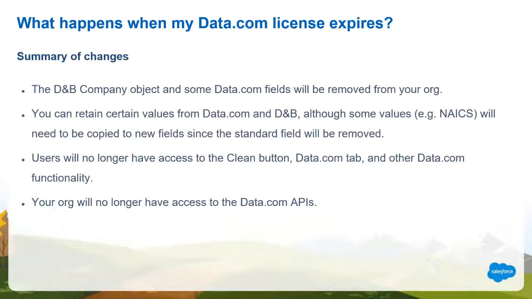So now that we have kind of an overview of the product, do you mind running through what it's actually going to look like when that license expires? So you already mentioned the clean button and the data.com tab, but I know that there's a bunch of fields that are going to be removed and other things. Do you want to walk through that?